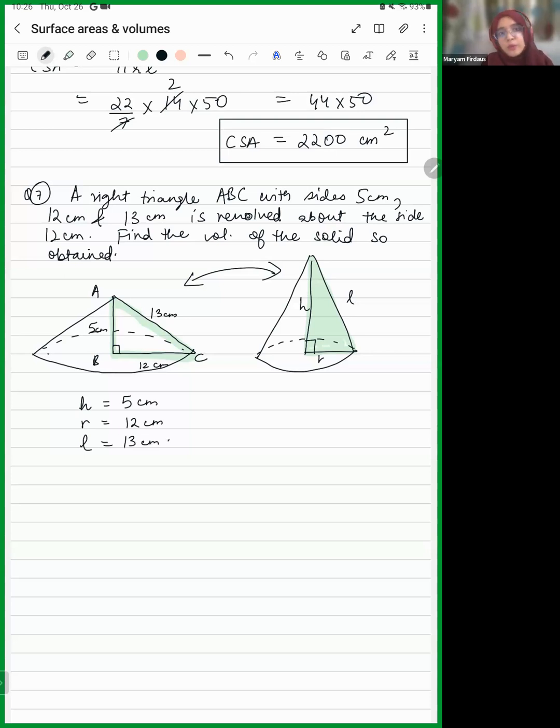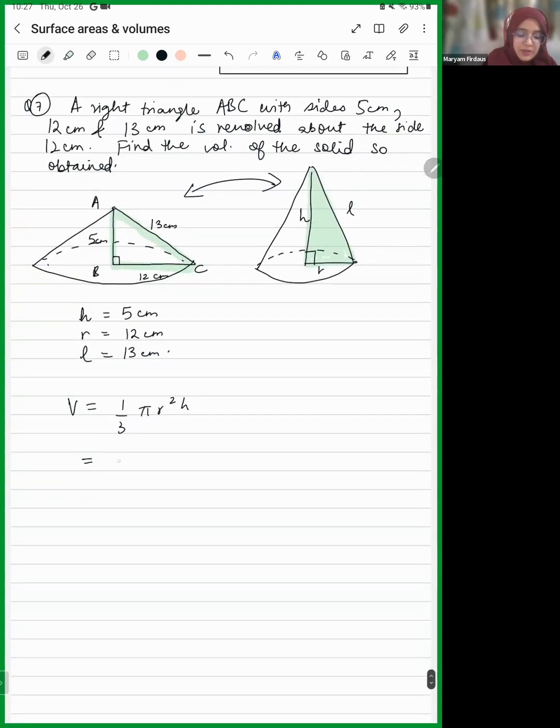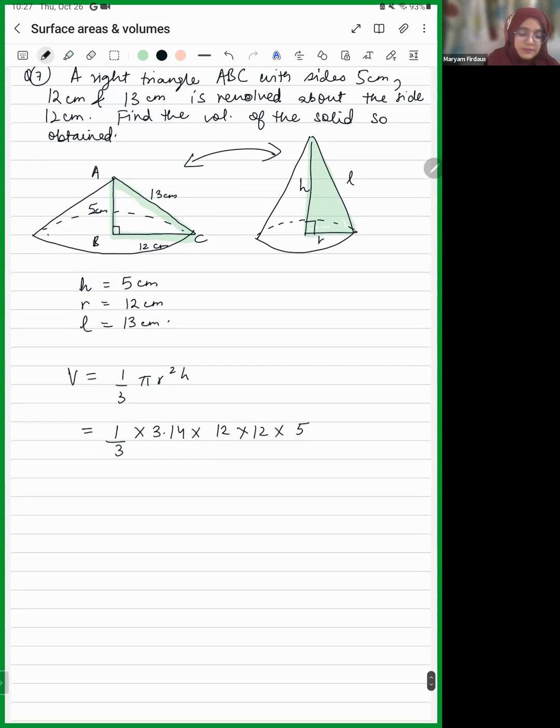In the case of volume, you don't need the L, but in case of curved surface area, you need to find the L. Over here, we have to find volume, so we will just make use of H and R. Volume is equal to 1 by 3 pi R square H. Let's take pi as 3.14. So 1 by 3 into 3.14 into R square, 12 into 12, into H is 5. Calculate this and tell me what the volume is going to be.